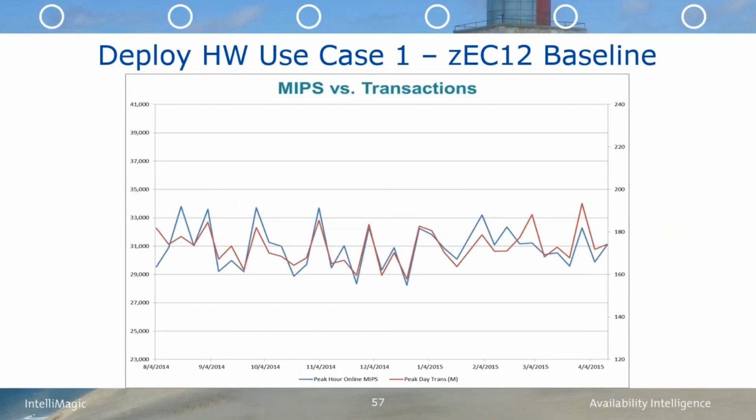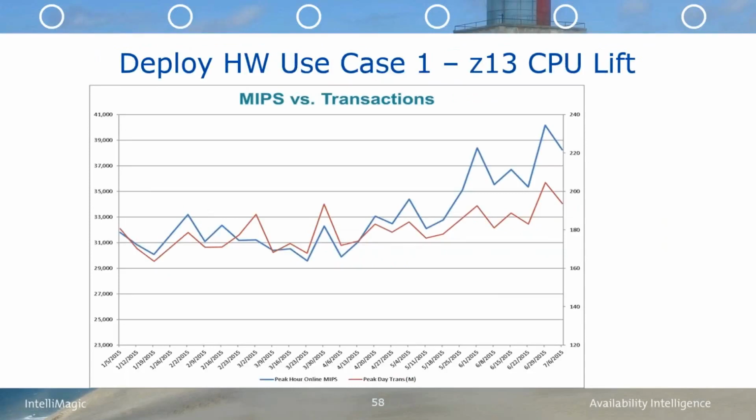So this use case involves a high RNI workload and hardware capacity that had been previously acquired but not deployed. It employs a set of weekly tracking charts comparing the production business online workload in millions of transactions, which is the red line, versus CPU consumption, the blue line. For the last several months in a zEC12 environment, these values tracked very closely. But after all four processors had been upgraded to z13s by the end of this interval, MIPS consumption, the blue line, was far exceeding the business transaction workload, the red line.